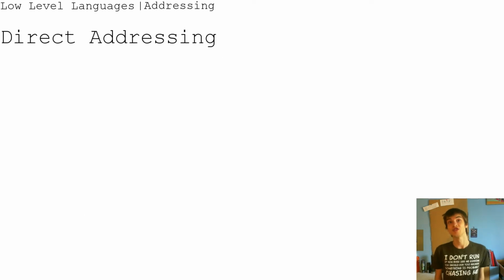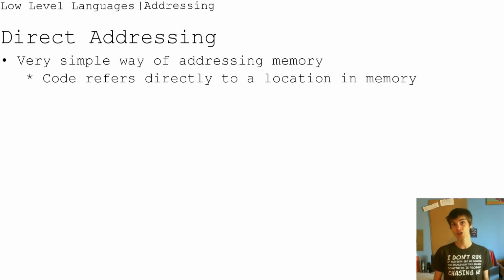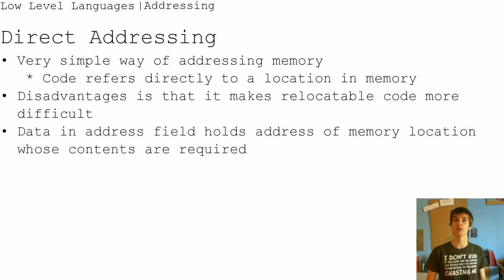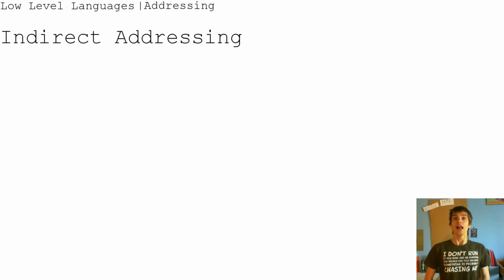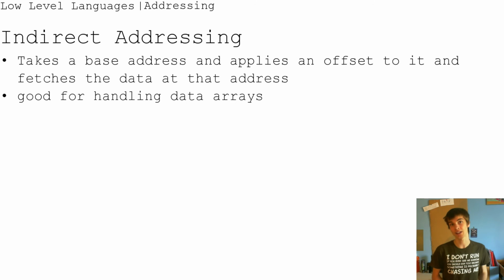Now, direct addressing is a very simple way of addressing memory. The code refers directly to a location in memory. A disadvantage of direct addressing, though, is that it makes relocatable code more difficult. The data in the address field holds the address of the memory location whose contents are required. Index addressing takes a base address, applies an offset to it, and fetches the data at that address. It is good for handling data in arrays.